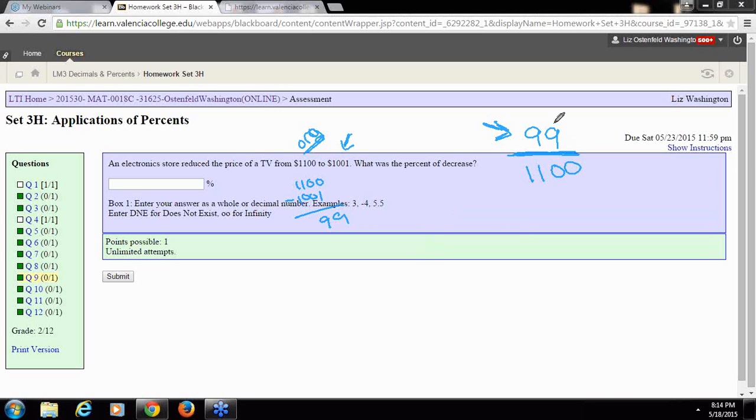So then in order to get a percent, this has to be converted to a decimal first. And if you do this division, you actually get 0.09. And once you're there, you know that it's 9%. Very good. You guys did great.